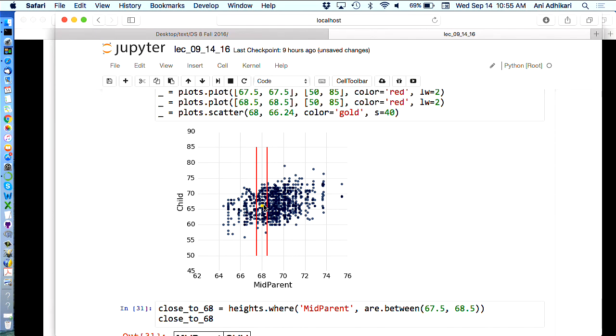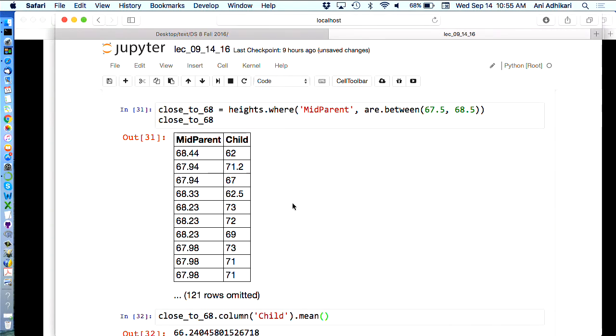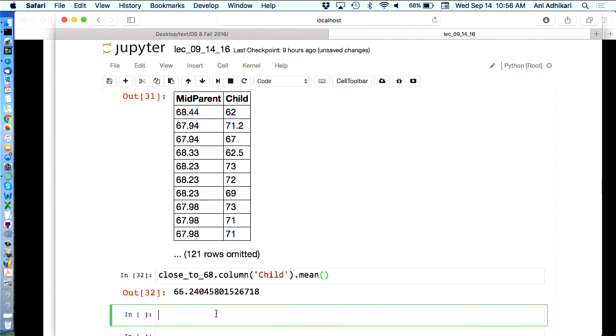Okay? And so now, because we know how to define functions, we can create a function that just does this prediction for different values of the given mid-parent height. If we can do it for 68, then we can do it for 72. Well, let's do it for 72. So to do it for 72, I will have to run the code again.